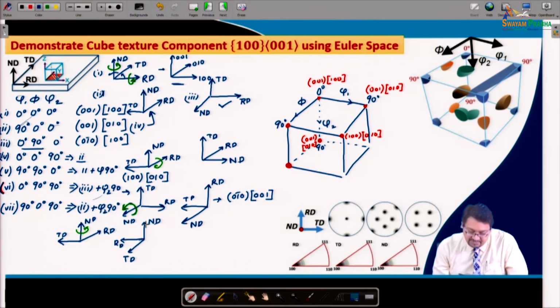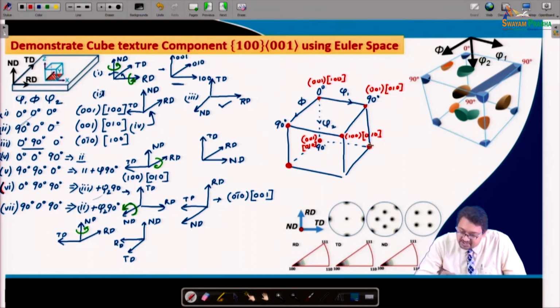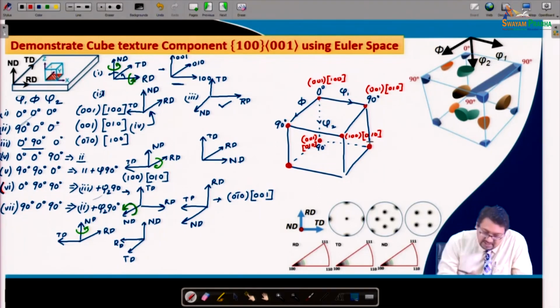So, you see that in this way we have traced almost all the phi 1 phi 2's with respect to the cube components in the Euler space, and you see this was 90 0 90. So, it is 90 and then it is 0 along phi and then again 90. So, this position is here, and like that you see that we can devise the 8th one, which is 90 degree, 90 degree and 90 degree.